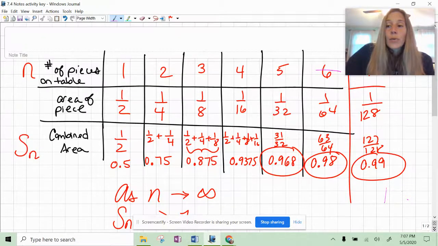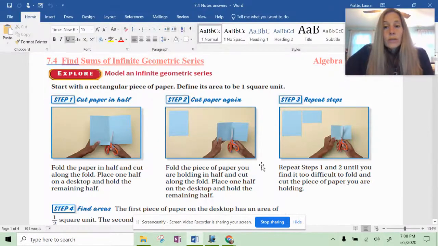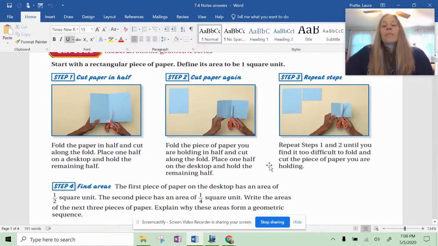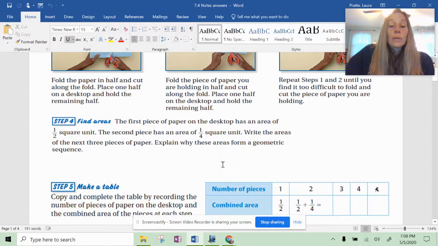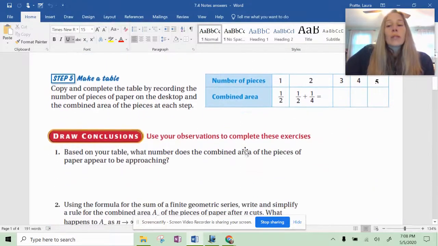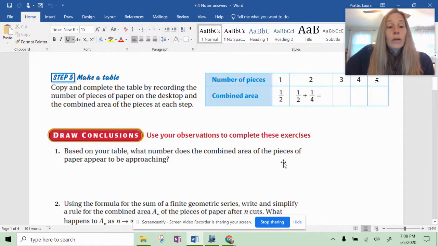So that's an example of how that would look with that piece of paper example that is in the notes that I provided for you, in case you're getting a little bit confused by reading that on your own. You could even try this little experiment at home if you wanted to, but that's really what that table would look like.